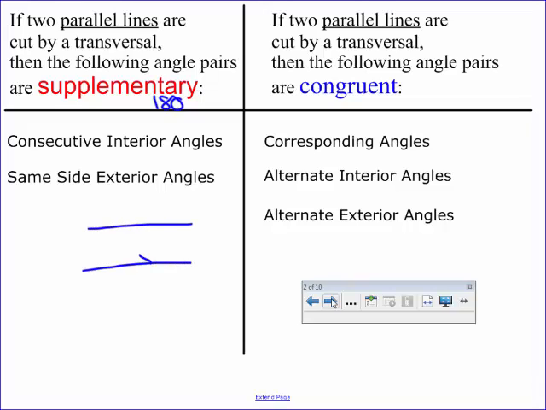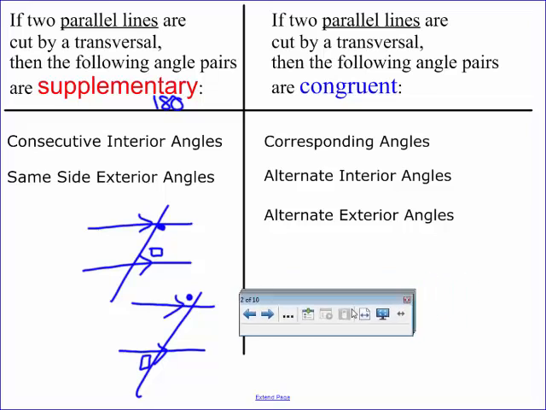If they're parallel like this, consecutive interiors would be something like that. And I put two different shapes, a circle and a box, because we know they add up to equal 180, they are not congruent. Likewise, same side exterior angles, when they're parallel, if I have lines like this, same side exterior would add up to equal 180 degrees.